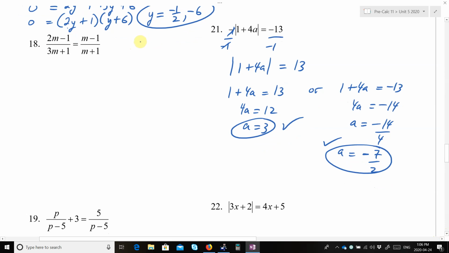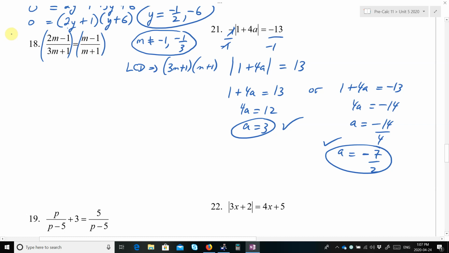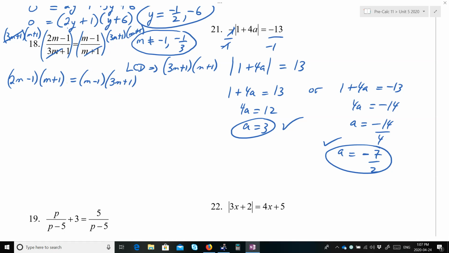All right, number 18, non-permissible values. M cannot equal negative 1, and it cannot equal negative 1/3. The LCD is 3m plus 1 times m plus 1, and we will multiply both sides by that. And on this side, those cancel, and you're left with 2m minus 1 times m plus 1. And over on this side, you get m minus 1 times 3m plus 1. And lo and behold, it looks like we just cross-multiplied. But really, we're multiplying both sides by a common denominator.